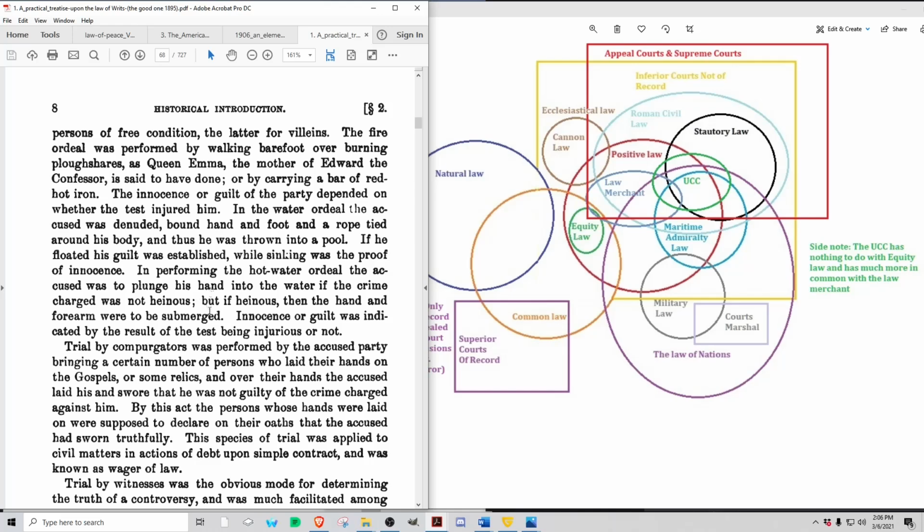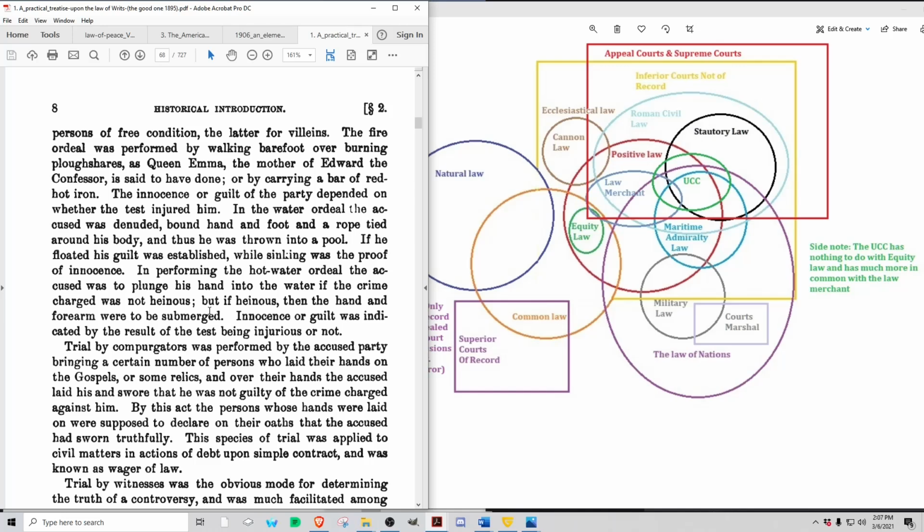The innocence or guilt of the party depended on whether the test injured him. Yeah, not having to do with physics or anything, right? In the water ordeal, the accused was denounced, bound hand and foot with a rope tied around his body, and thus thrown into a pool. If he floated, his guilt was established, while sinking was proof of innocence. And probably death, too. So you're screwed either way.